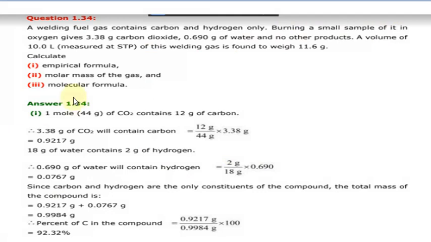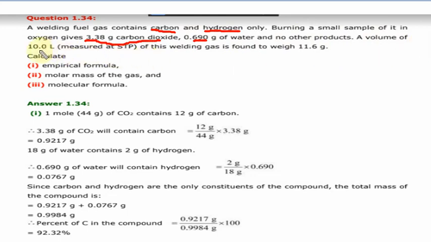I have taken the same question, that is, question number 1.34. In this, a welding fuel gas contains carbon and hydrogen only. Now, they have hinted to us that there is only carbon and hydrogen; there is no other element in this compound. Burning a small sample of it in oxygen will give this many grams of carbon dioxide and this many grams of water, no other compound.